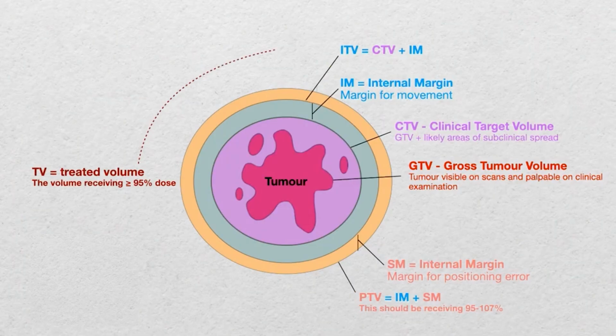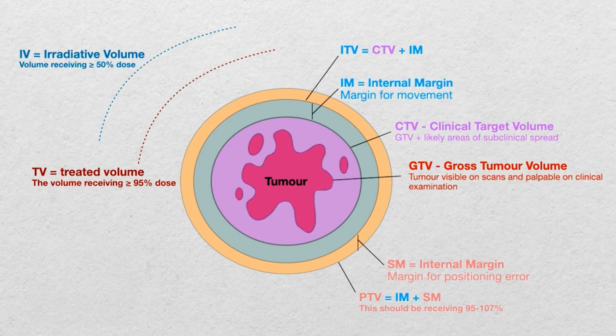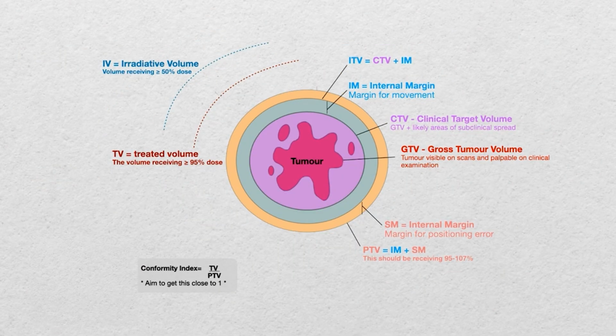The treated volume is a volume receiving more than 95% of the dose, sufficient to achieve the purpose of the treatment. The irradiated volume is the volume receiving more than 50% of the dose, a dose that is significant for normal tissue tolerances. The Conformity Index is the quotient of the treated volume and the volume of the PTV. It is used to compare different treatment techniques, with the aim of getting this as close to 1 as possible. The hotspot is anything outside the PTV receiving 100% of the dose.